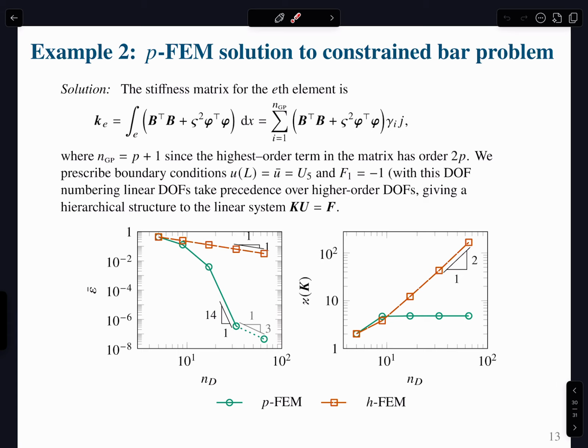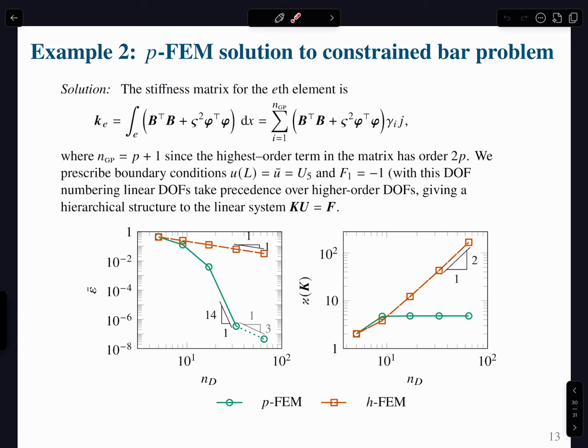But notice what happens with p-FEM. It remains constant, and that is insane. Why is that the case? Who can say why it remains constant? Orthogonality. Yeah, because we have defined our shape functions so that their derivatives are orthogonal, by the Kronecker delta property. That gives you the best possible condition number in the stiffness matrix. It cannot get better than this.